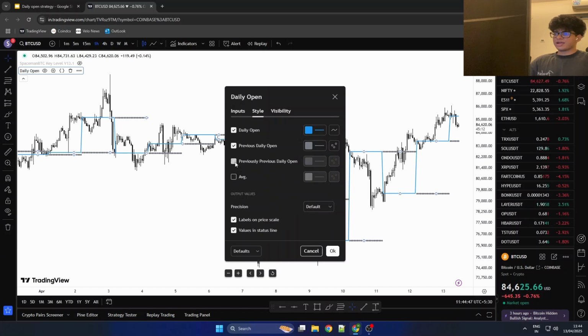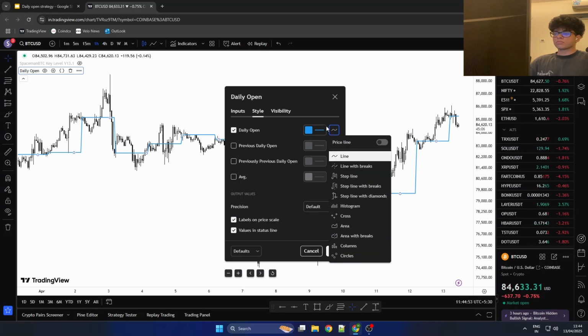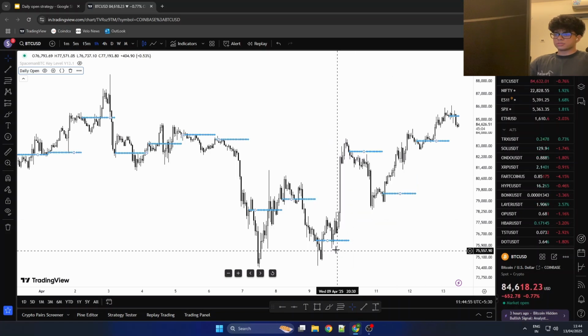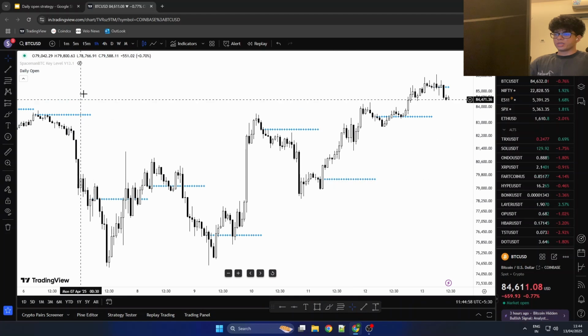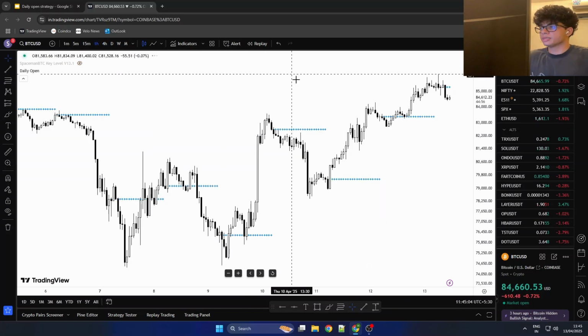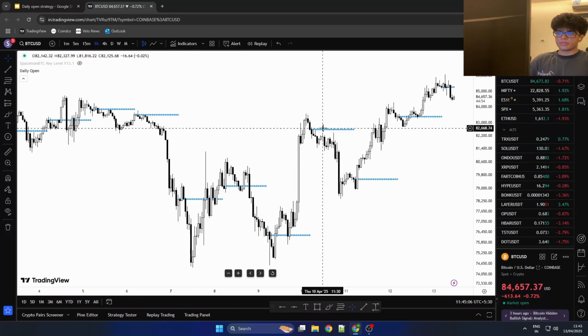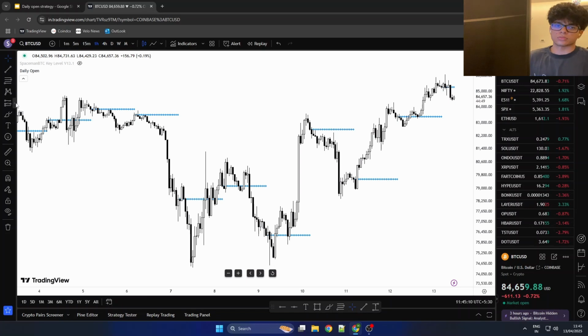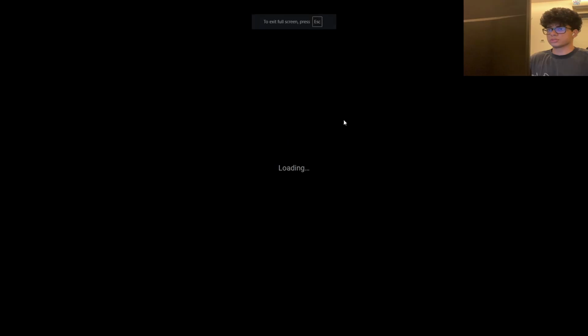turn off average, previous daily open, and leave this as it is, go here and then choose cross. See, so much neater, right? This tells you the daily open. These are the daily candles, right? Because we're on the daily time frame. Now when you go to the 1 hourly, it will show you where the day opened, where the daily opened, right? That's what it will show you. So moving on, this is the indicator you've got to use.